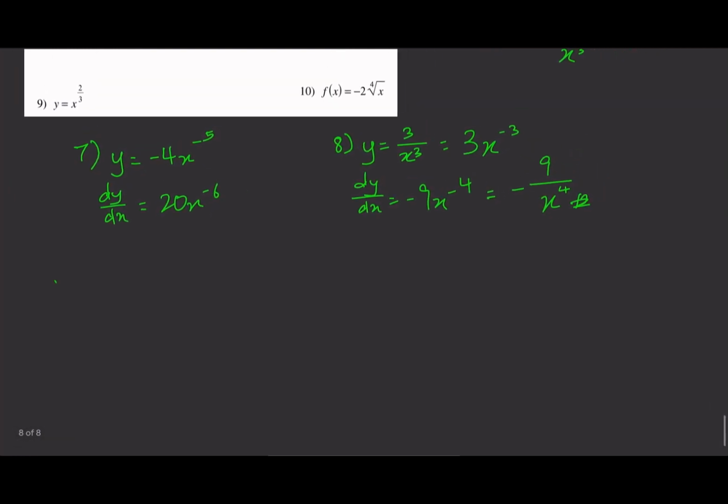Now, for question 9, y equals x^(2/3). Differentiate it: dy/dx equals 2/3 x^(2/3 - 1). Well, that will get you 2/3 x to the power of 2/3 minus 1 is... 1/3. Negative 1/3, I believe.